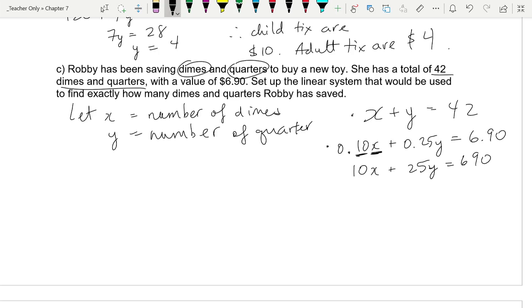Quarters are literally a quarter of a dollar, so 25 cents per coin. One of them is 25 cents, two of them is 50 cents, three of them 75, four of them $1. So however many I have times 25 cents is how much they're worth. And it tells me that the worth of all my coins is $6.90. So again, I came up with an equation for the total number of coins and an equation for the total value in money. That's how I set that one up.